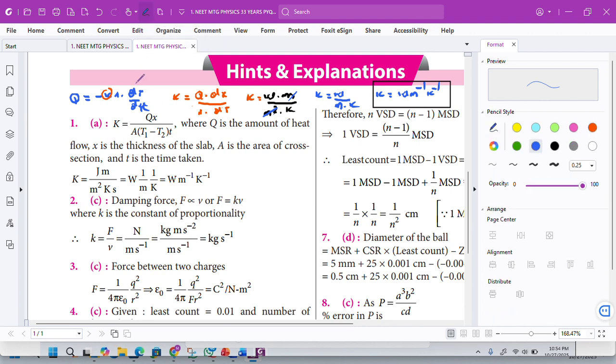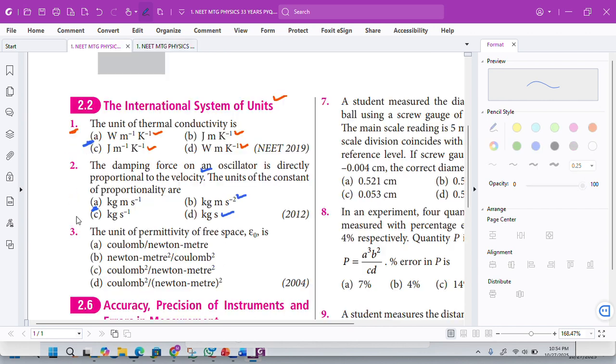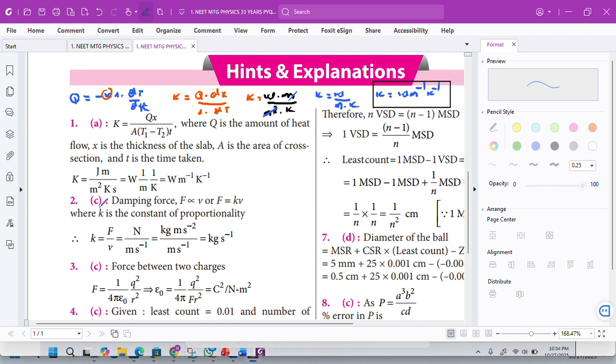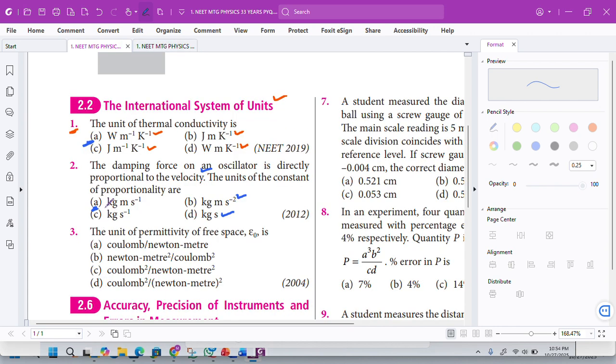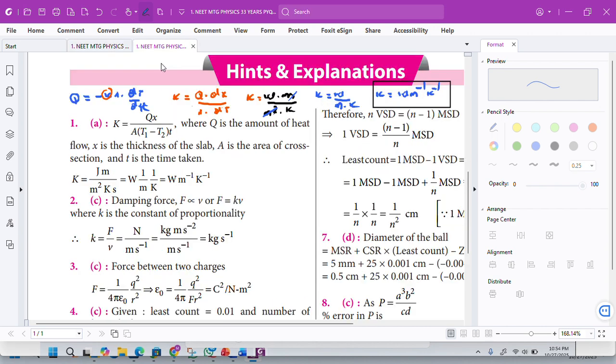Okay. For this question, damping force, the answer is actually C. What is that? C is kg per second. How does it come? We will prove that.